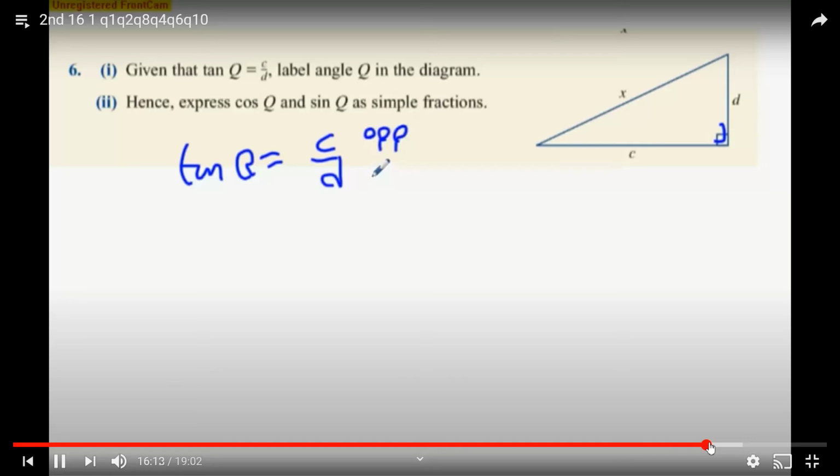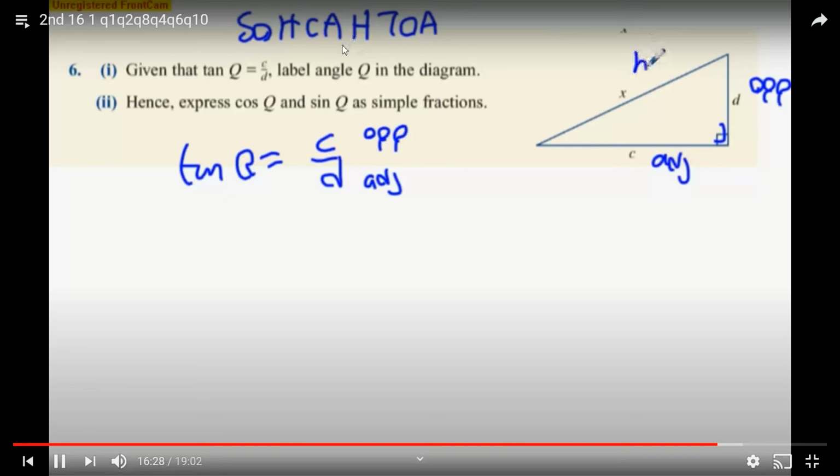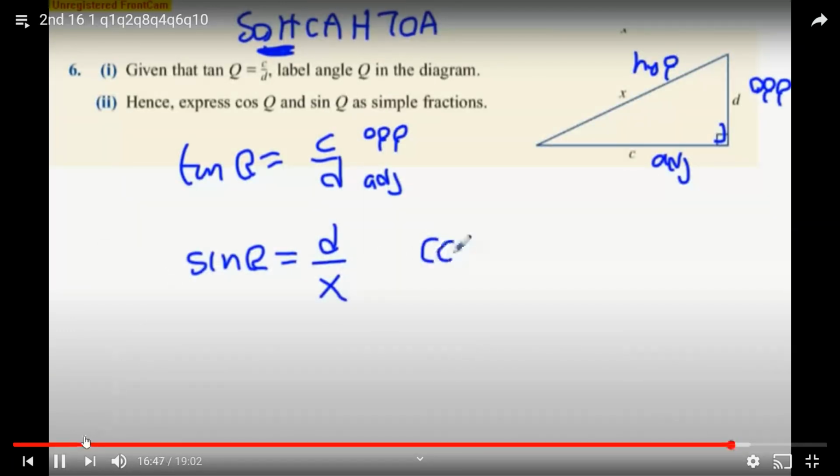Okay, next thing we're going to do is move on to question 6. Given that tan theta is 3 over 6, label angle Q on the diagram. Well, if you're talking about tan, you're talking about opposite over adjacent. So no, that's not right there. I think I got this the wrong way around. So C is the opposite and D is the adjacent, so C over D. Okay, so ignore that last one, lads. That one didn't make any sense whatsoever.